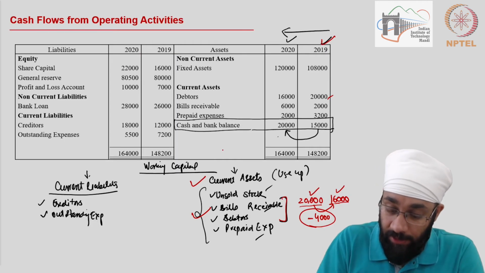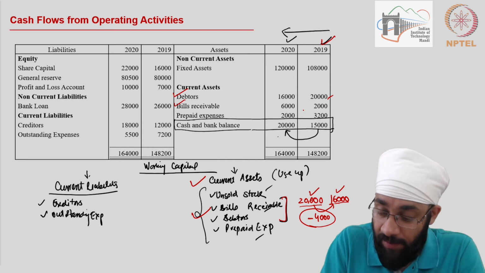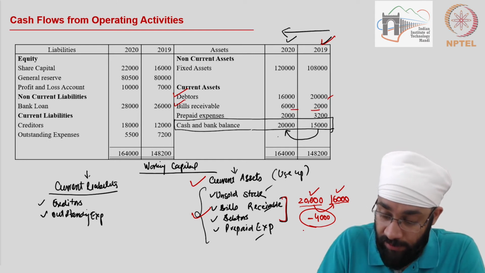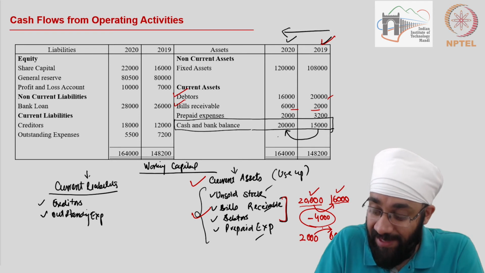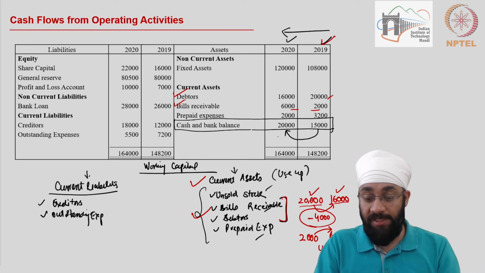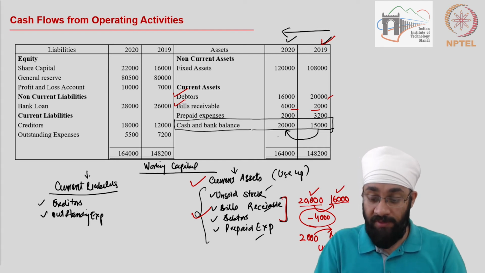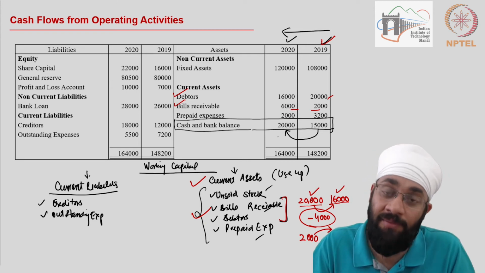All right, so we've done debtors. Let's look at bills receivable, which go up from 2,000 to 6,000. So bills receivable were 2,000 and now they are 6,000. There is an increase of 4,000. What does this mean? This means bills worth 2,000 were to be received, and now there are 4,000 rupees worth of more bills which need to be recovered from the customers.